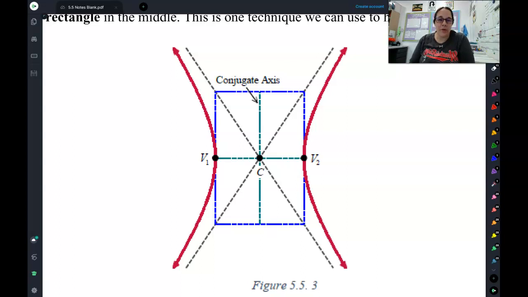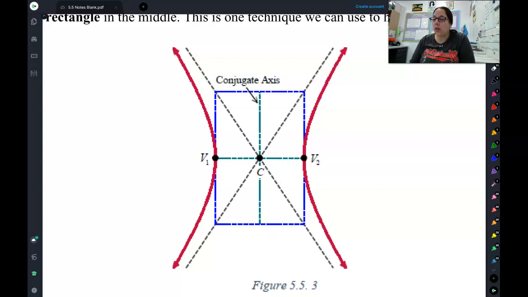Welcome to lesson 5.5. In this lesson, we're going to talk about hyperbolas. So, a little review for this chapter. We have done circles, we have done parabolas, we have done ellipses. The last conic section we need to talk about is hyperbolas.